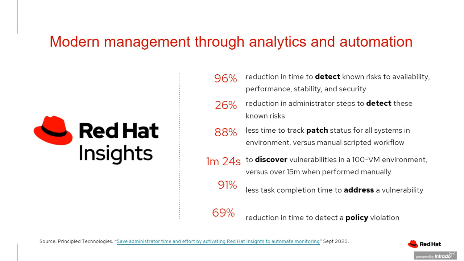So just to highlight a few of these, right? There's a 96% reduction in time to detect known issues that are impacting availability, performance, or stability areas. A minute and 24 seconds to discover vulnerabilities in a 100 VM environment versus over 15 minutes when these are performed manually. Some of these tasks, especially in the vulnerability space, might be done on a regular basis. This might be something that's being done once a week, multiple times per week.